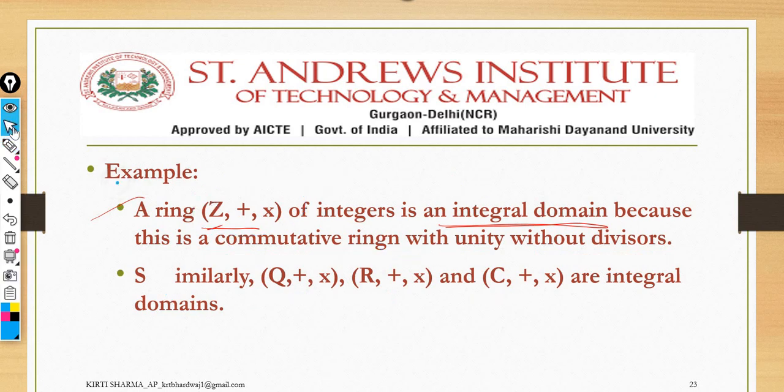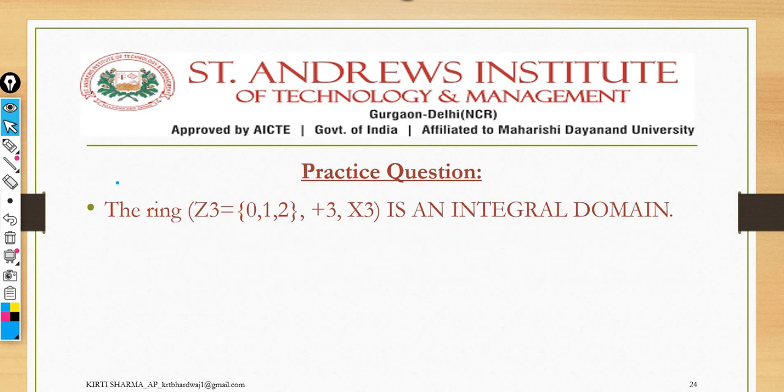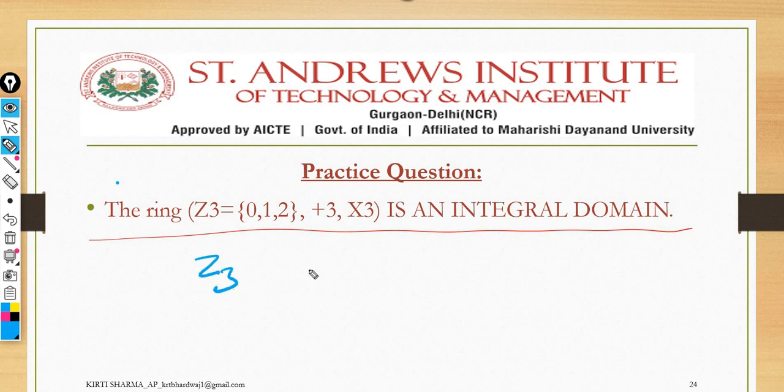So next we have here the practice question. This is the practice question that you have to run by yourself. Here this is Z3, with addition modulo 3 and multiplication modulo 3. So I hope it is clear to all. Make sure you do the practice for the question to get this topic in a good manner.